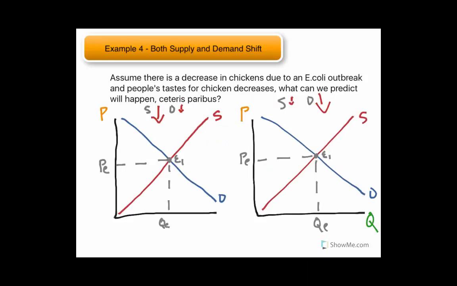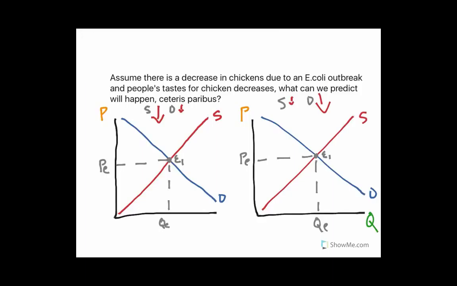The problem states, assume there's a decrease in chickens due to an E. coli outbreak and people's taste for chickens decreases. What can we predict will happen? Since we're not given the exact numbers, we have to draw two different graphs, and they'll have two different possible outcomes.